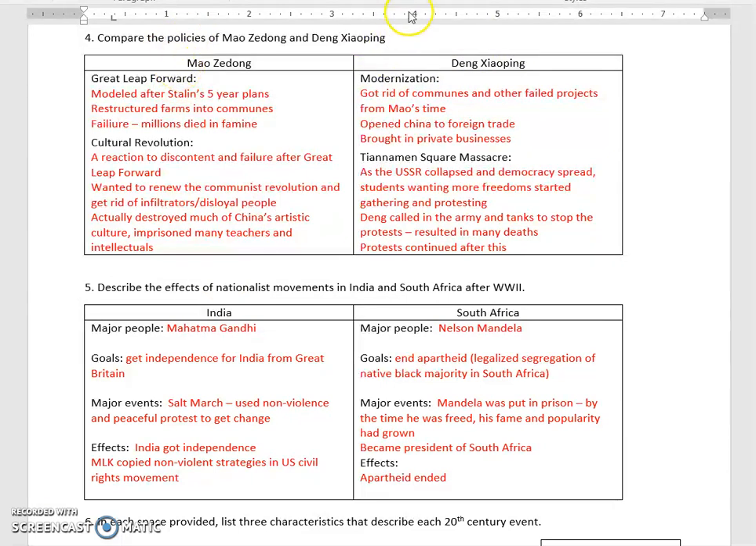So Mao was in power first, then Deng. Deng is a little bit more liberal than Mao. He got rid of all the communes. He got rid of all the failed projects from Mao. He only wanted policies that would work. So he did open China up to some foreign trade. He brought in more foreign businesses. However, Deng is still very much a communist leader.